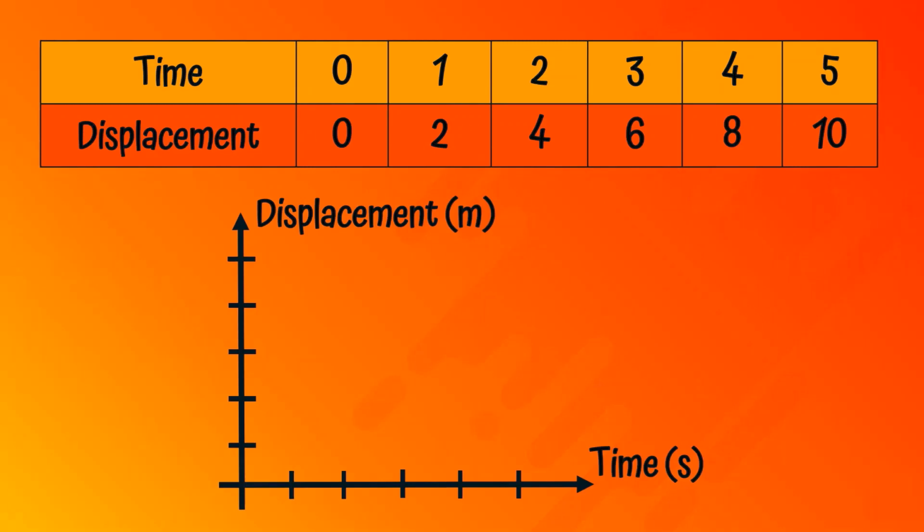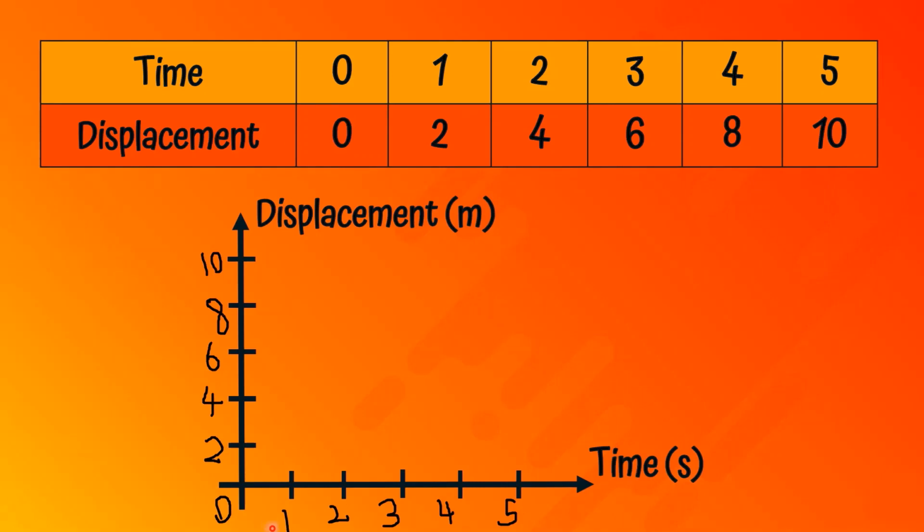So how to plot the graph? First we need to write the numbers. Displacement here 0, 2, 4, 6, 8, 10. So the time 1, 2, 3, 4 and 5 here. So now how to plot the graph?